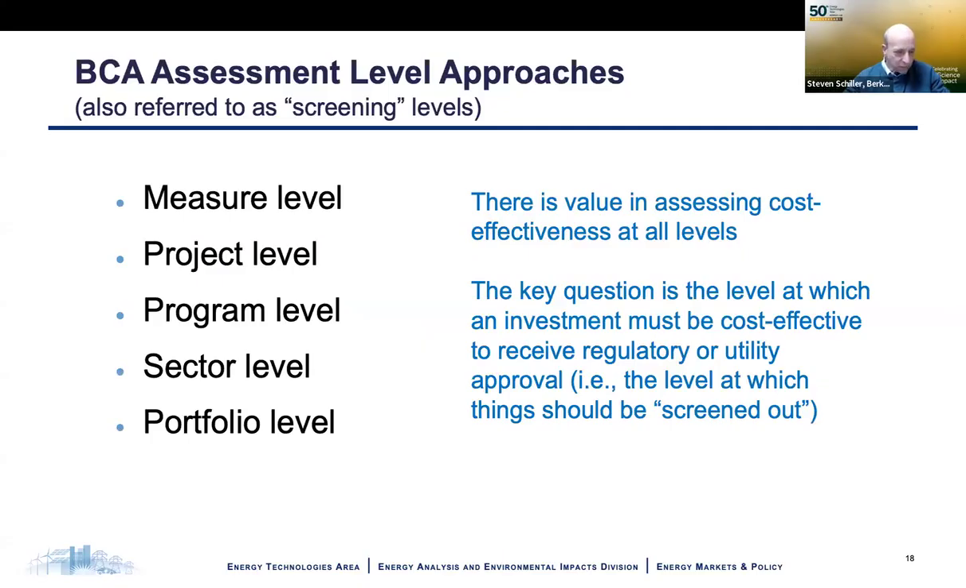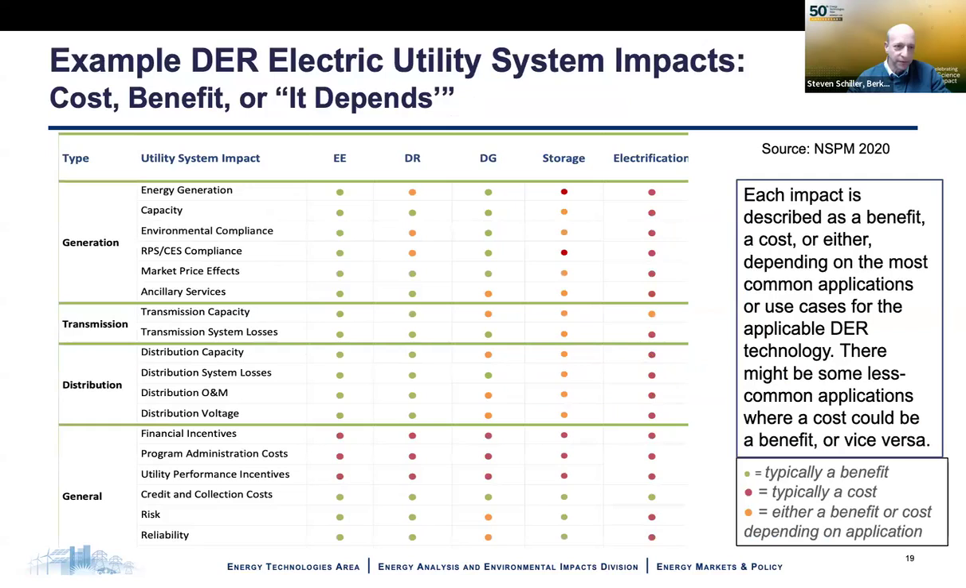BCA assessment levels, another factor that will come up. If you're looking at 10-watt LEDs, 12-watt LEDs, 6-watt LEDs, does every measure, if you're looking at a range of measures for residences, heating, cooling, lighting, water heating, does every project have to be cost effective, or just the program, or maybe just the sector, or maybe just the whole portfolio? And these are just decisions. There's pros and cons to each, but it's one of the decisions you're going to have to make as to where you're applying your benefit cost analysis, your screening levels.